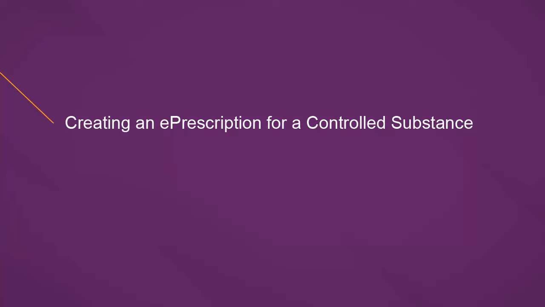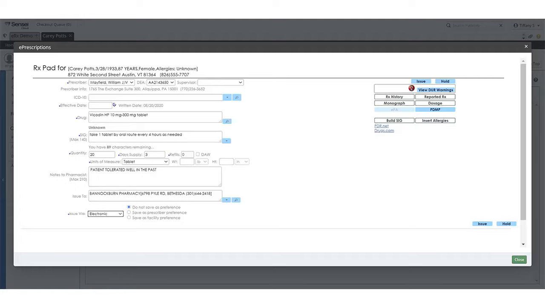Creating an ePrescription for a controlled substance. The process for creating an ePrescription for a controlled substance is the same as creating a new ePrescription up until the point of issuing the prescription. Controlled substance prescriptions require an electronic signature from the prescriber prior to being issued to the pharmacy.